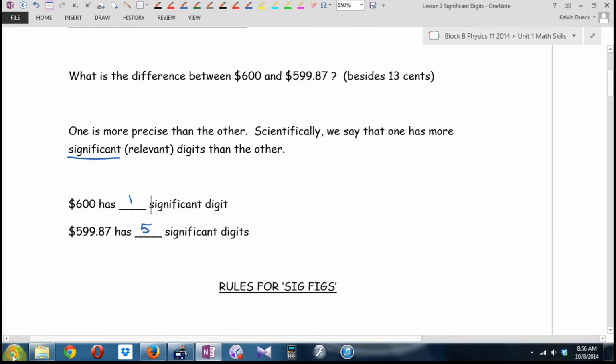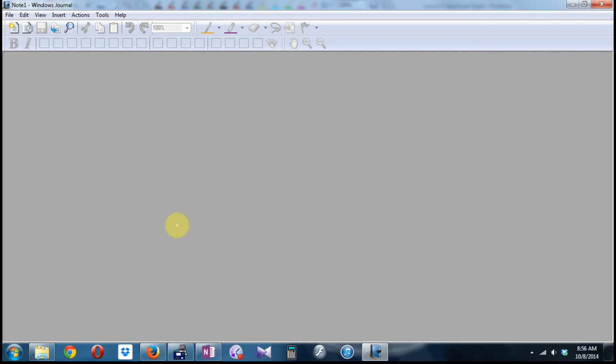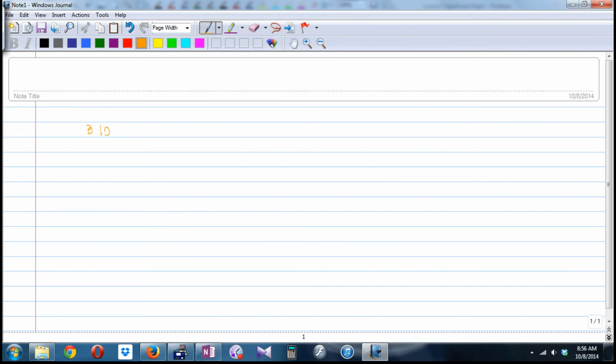Put your pencils down, look up. $310. Let's change colors so you guys can see. It's a little darker, Mr. Dueck. 310. 2 Sig Figs. 4,500. Anybody want to guess? 2 Sig Figs. 4,530. 4,503. The same numbers, but I flipped the 3 and the 0 around.